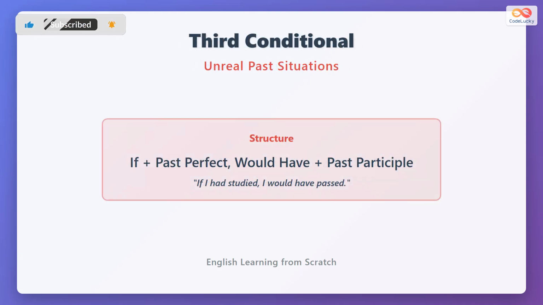The third conditional talks about unreal situations in the past. It uses the past perfect tense after if and would have plus the past participle in the result. For example, if I had studied, I would have passed the exam.